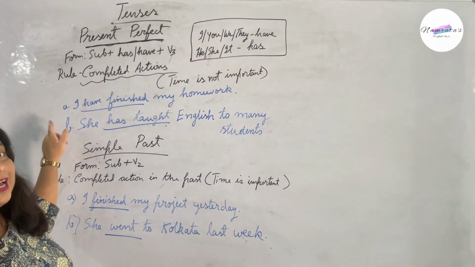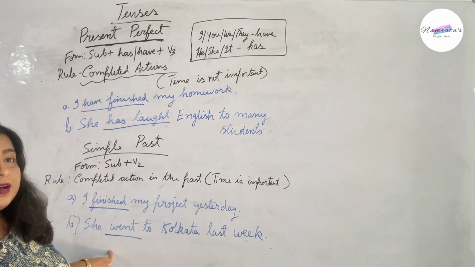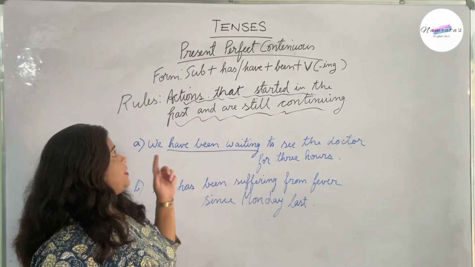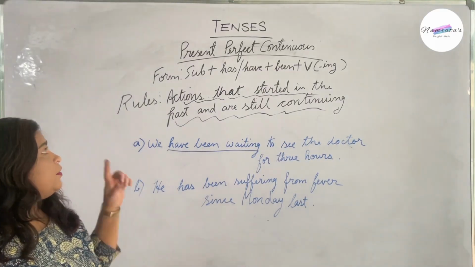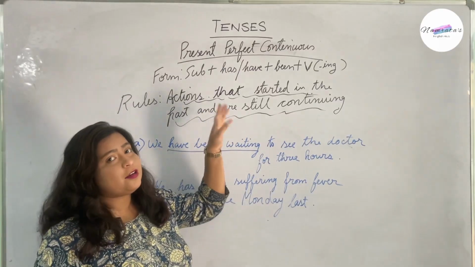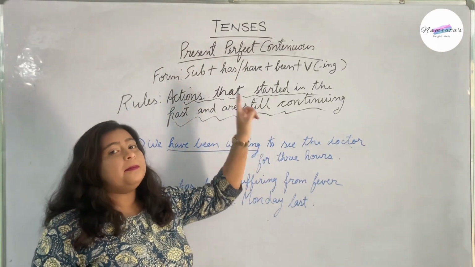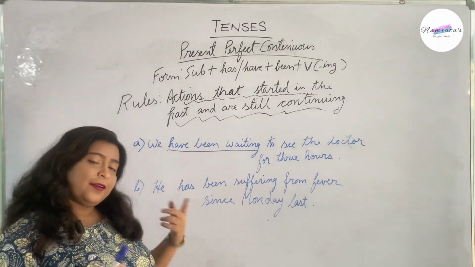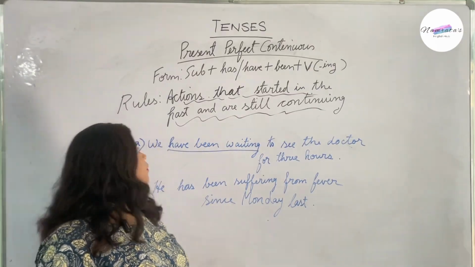In present perfect, the action is important. In simple past, time is important. Next, we move over to present perfect continuous tense. The form is subject plus has or have plus been plus the ing form of the verb. Whenever there is continuous tense, we have to use the ing form of the verb.